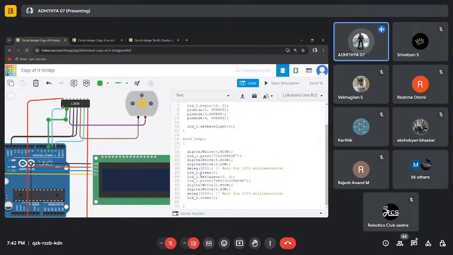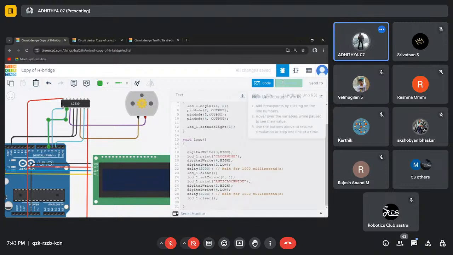Then we are waiting for 3 seconds, clearing the LCD, and setting the cursor to 0, 1 so that it's on the next line, and we are now printing anti-clockwise. Then we are inverting the inputs so that it will rotate the other way around. Then we are clearing it again. So now let's just see what happens.